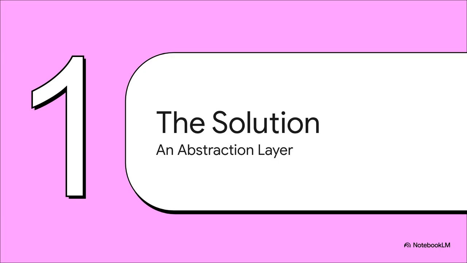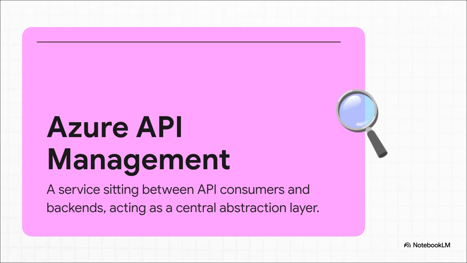Well, the solution from an architectural standpoint is actually surprisingly elegant. It really all comes down to creating one single powerful abstraction layer, a central point of contact that sits between everyone using your APIs and all the services providing them. And that is exactly what Azure API Management is. Think of it like a really sophisticated, intelligent front door for all of your APIs. Instead of your clients having to knock on 100 different doors, they all just go through one single managed entry point. And as we're about to see, that one simple change completely changes the game.